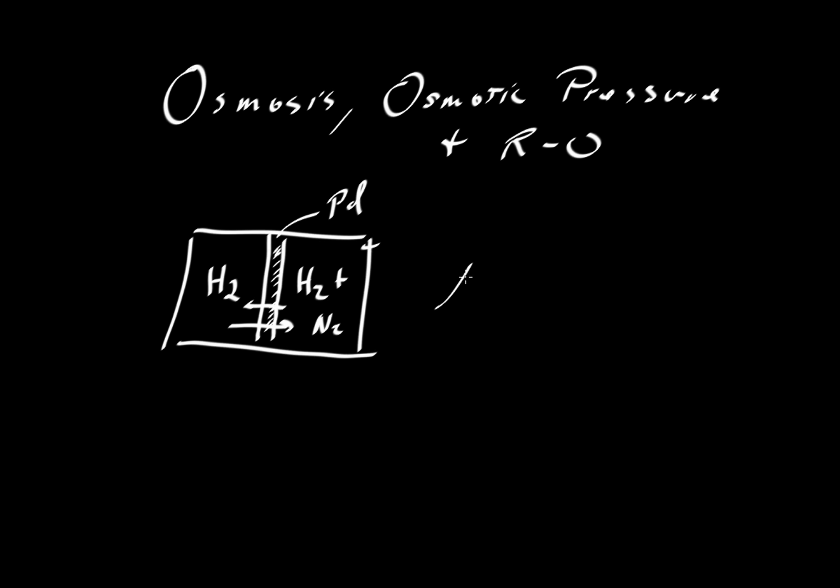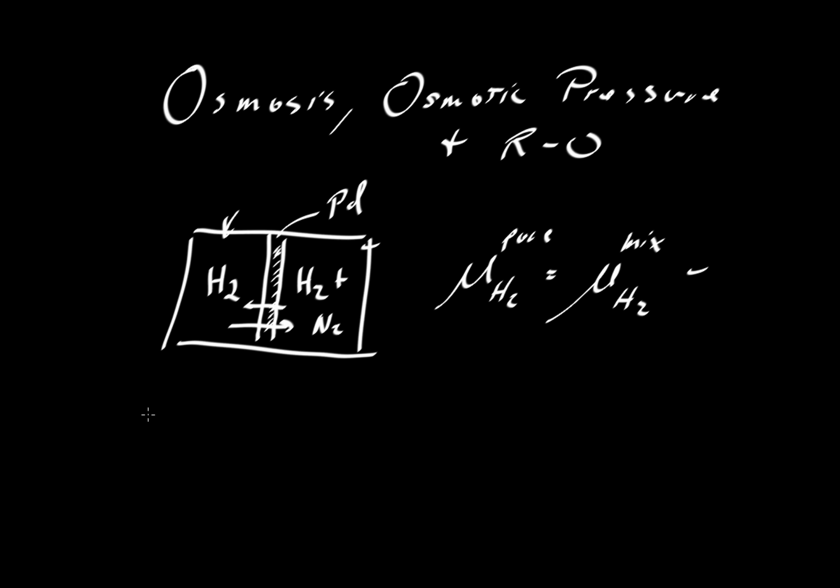So for equilibrium to be attained, the chemical potential of hydrogen gas in the pure side, that would be over on the left, must be equal to the chemical potential of hydrogen gas in the mixture over on the right. The chemical potential of nitrogen really makes no difference here. There's nothing to equilibrate it with because there's no nitrogen on this side. So the chemical potential of nitrogen over here is undefined. So we can just concern ourselves with the chemical potentials of hydrogen.